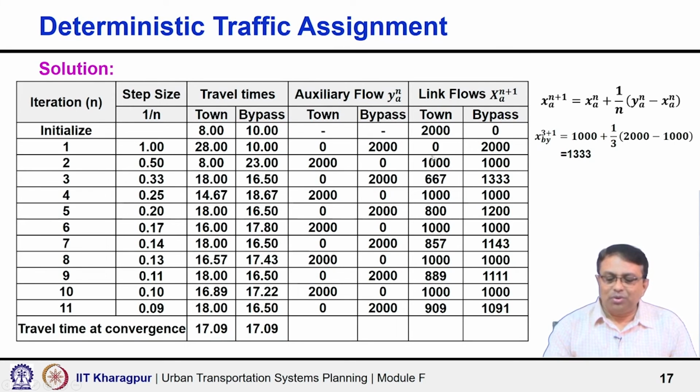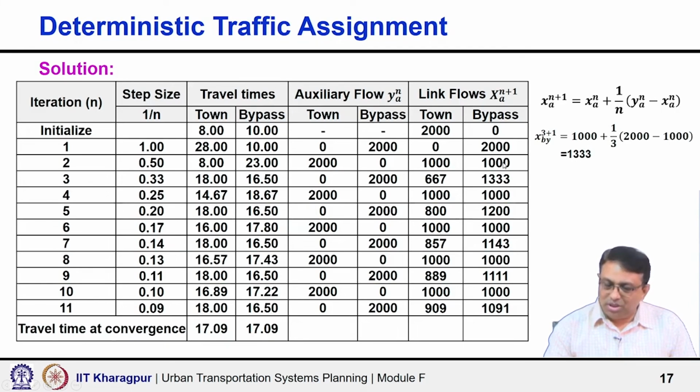My previous link flow was 1000, plus 1 by iteration number 3. So, 1/3. So, 1000 plus 1/3 of 0 minus 1000. The auxiliary flow now is 0. So, 1000 plus 1/3 of 0 minus 1000. So, that means 1000 minus 1/3 of 1000. So, that you get 667.